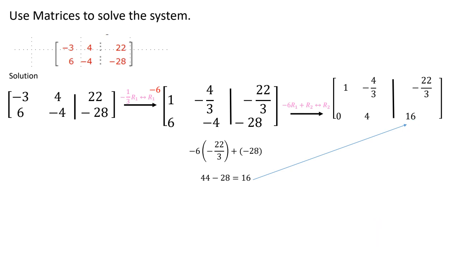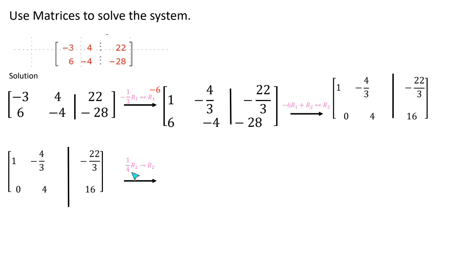Okay, so that's how we end up with 0, 4, and 16. So now we have our 4 that we need to make into a 1. To make it a 1, we can multiply by a positive 1/4 to row 2 and then place it in row 2. I'm not going to change row 1, so I just copy it over.